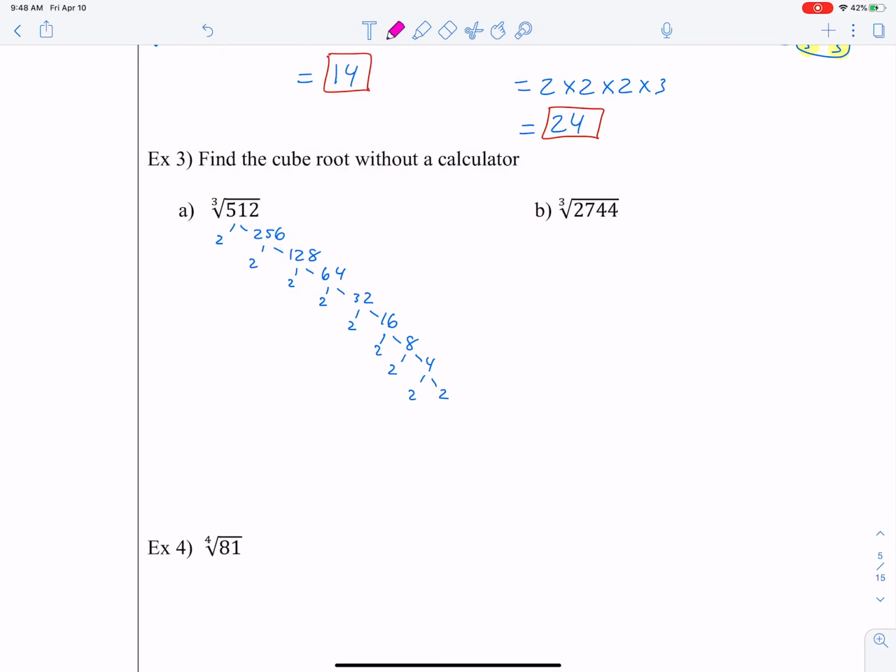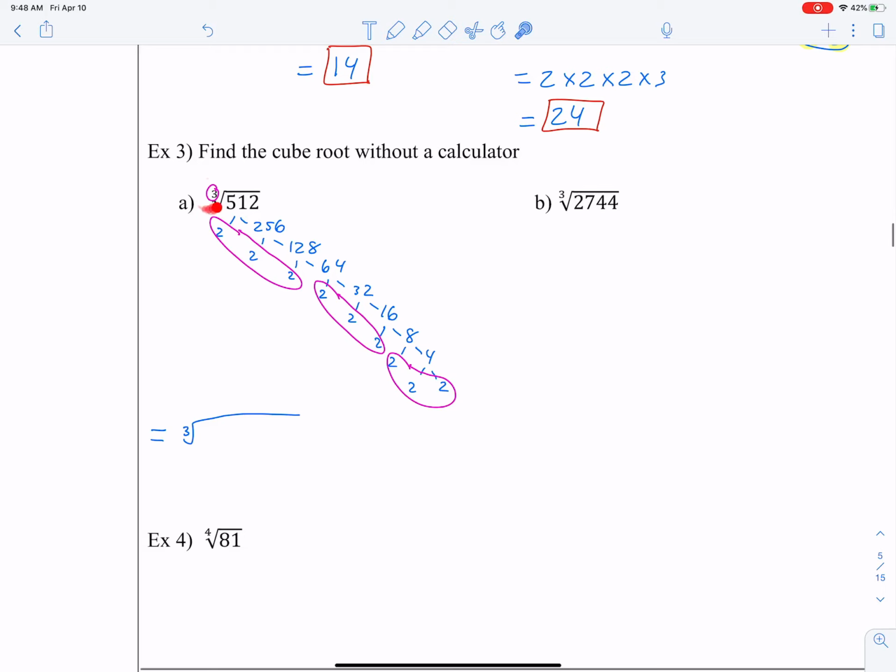Now, because our index is 3, we are looking for groups of 3. So there's a group of 3, there's a group of 3, and there's a group of 3. So now we're going to rewrite this, equals, we do our root sign. Make sure you put the same index that matches up top here. So this and this need to match. And then we're going to write this with our exponents. So we have one group of 2 to the 3, another group of 2 to the 3, and a third group of 2 to the 3.